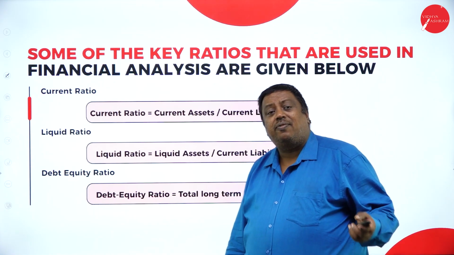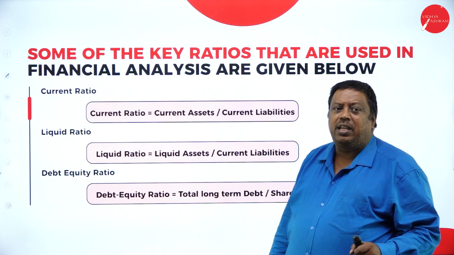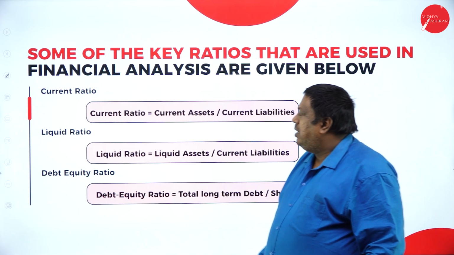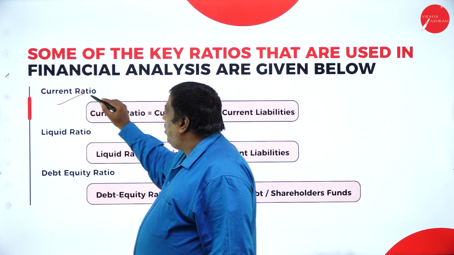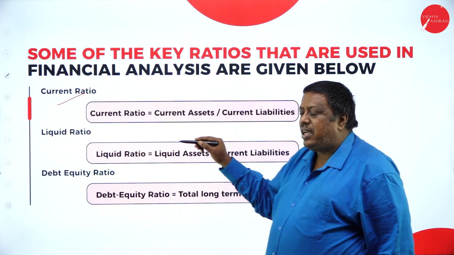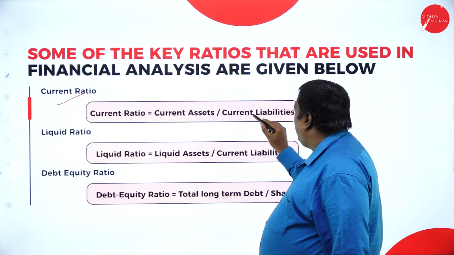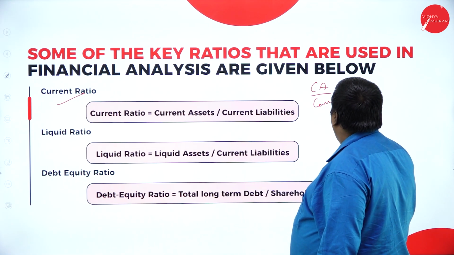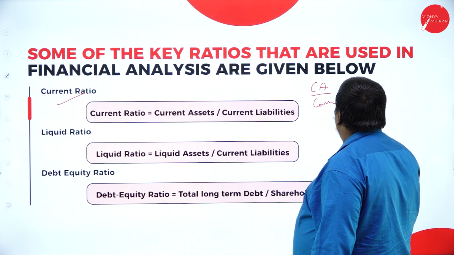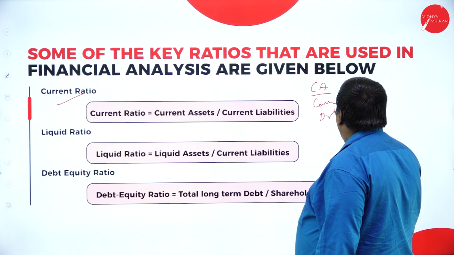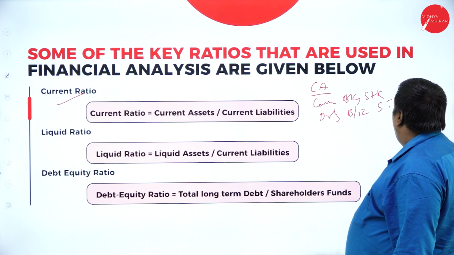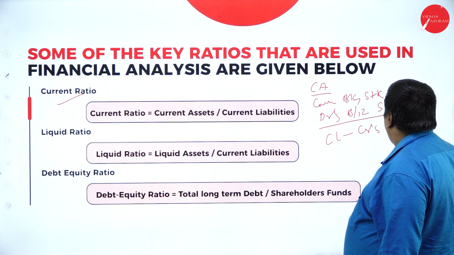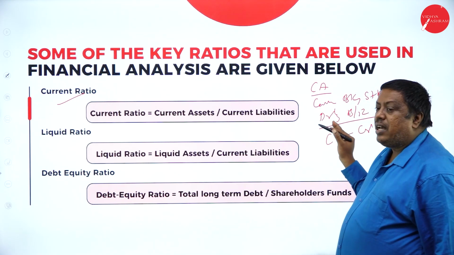Which factors guide me to analyze the financial performance and position of the company? The first ratio we have here is the current ratio. The current ratio is ascertained with the help of current assets divided by current liabilities. Current assets are nothing but cash, bank, stock, debtors, bills receivable, short-term loans and advances. Current liabilities are creditors, bills payable, and so on. These are the current assets and current liabilities.